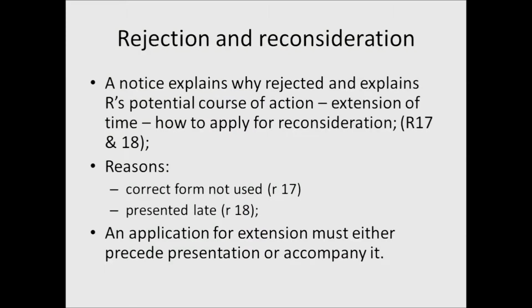By Rule 17, the response form will be rejected if it is not on the prescribed form, or if it lacks the respondent's full name and address and an indication of whether the respondent wants to dispute all or part of the claim. Where a response form is rejected, a notice is sent explaining why it was rejected and explaining the respondent's potential course of action, which is to apply for an extension of time. It also tells them how to apply for reconsideration. These are set out in Rules 17 and 18.